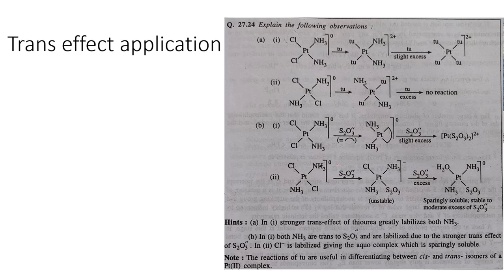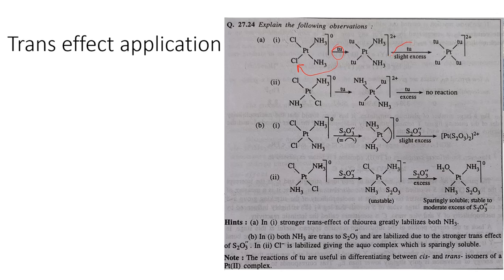Sometimes there is a question that says, explain the following observations. In the first case, you are using thiourea, and this thiourea is being attached here, right? So we are adding thiourea, replacing one Cl minus. But we know that the trans effect of chloride is more than ammonia. So basically this would not be a trans effect step, right?